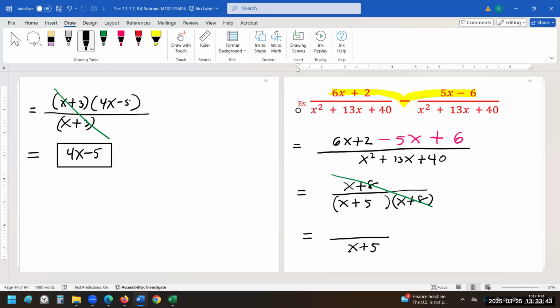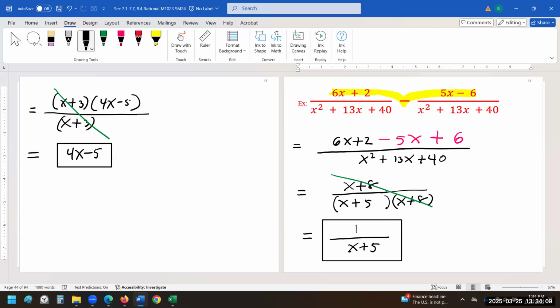What goes in the numerator then? 1. In multiplication and division, we leave it 1 if you don't see anything. In addition and subtraction, we leave it 0 if you don't see anything. Any question? Go ahead.